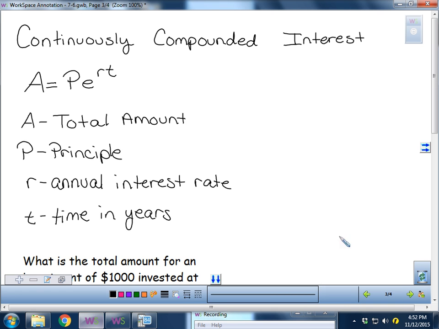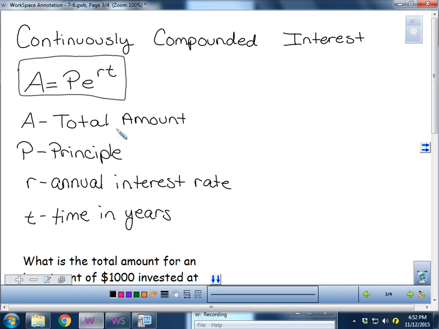All right, so we're going to talk about a formula that's involved with the number e. You have continuously compounded interest. This is your formula right here: A equals P e to the rt.